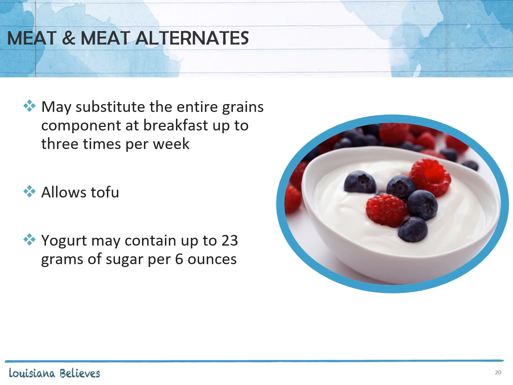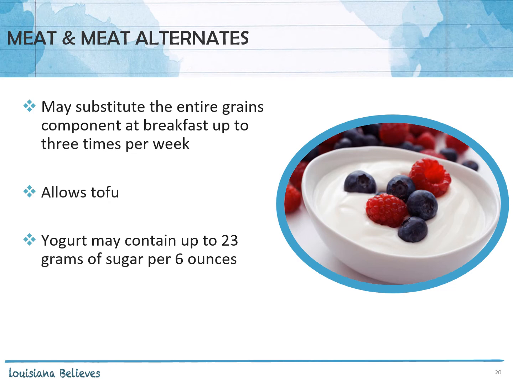Meat components may be used to satisfy the entire grain component requirement at breakfast up to 3 times per week. At breakfast, 1 ounce equivalent of meat alternate is equivalent to 1 ounce of grain. For example, an egg, cheese stick, or yogurt could be part of a reimbursable breakfast and credit as a meat alternate substitute for the grain component.